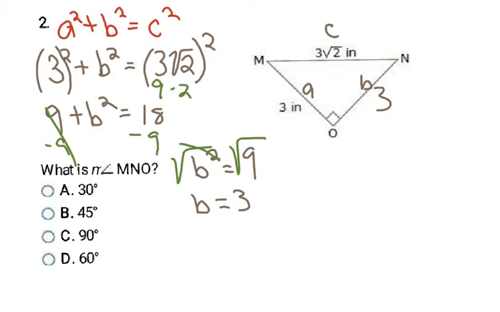So if I think back to my rule triangles, having a triangle that has the same legs, and then the hypotenuse being the leg times the square root of 2, that was my 45, 45, 90 triangle. So if I look at the angle MNO, which is this angle right here, that's going to be 45 degrees. So my answer is B.